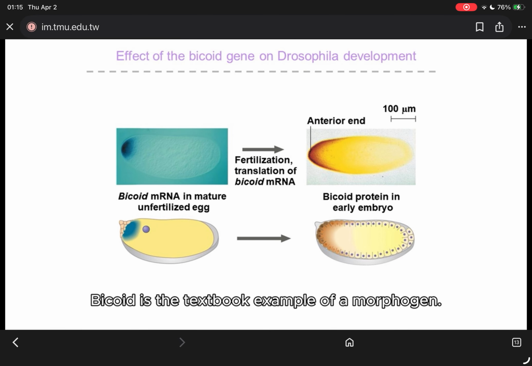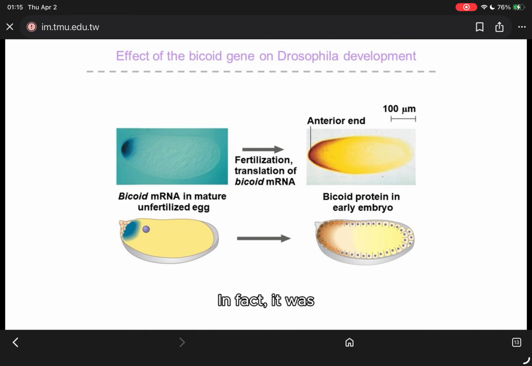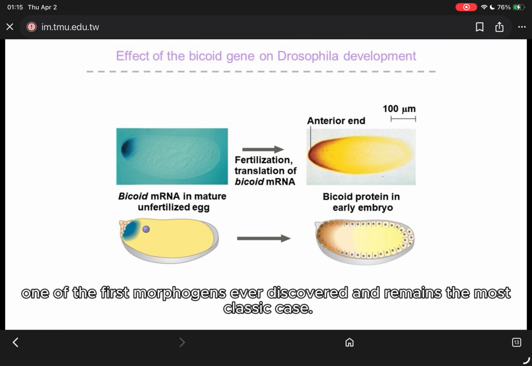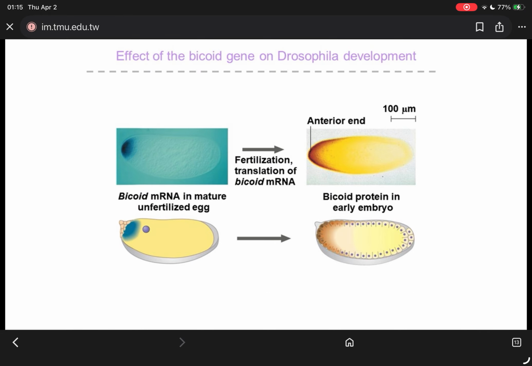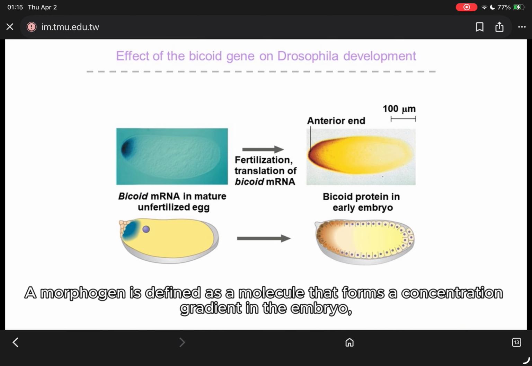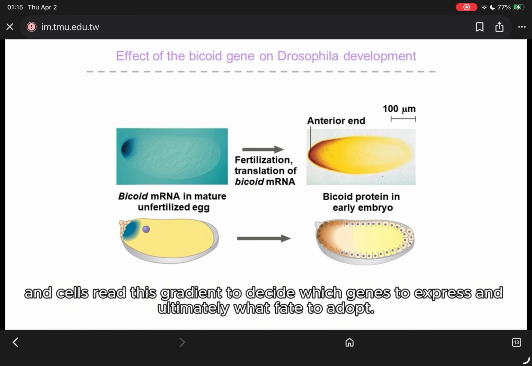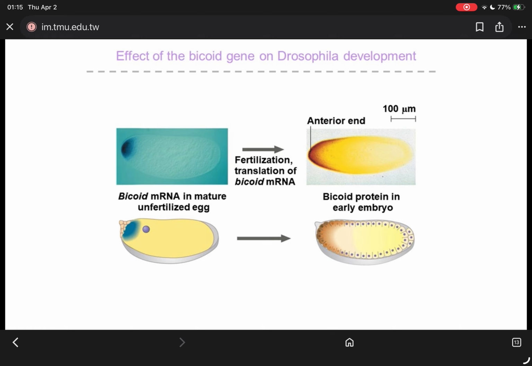Bicoid is the textbook example of a morphogen. In fact, it was one of the first morphogens ever discovered and remains the most classic case. So, what exactly do we mean by morphogen? A morphogen is defined as a molecule that forms a concentration gradient in the embryo, and cells read this gradient to decide which genes to express and ultimately what fate to adopt.